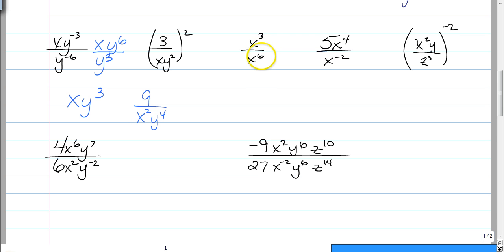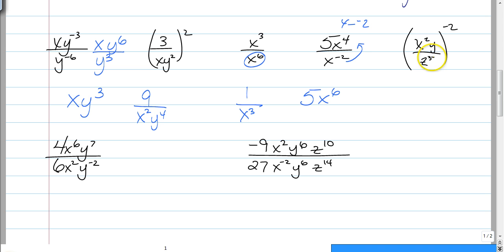This one, you've got more x's downstairs, so 6 minus 3 is 3, so this is 1 over x cubed. You've got a 5 up top, so what? He's just a 5. And then you have x to the 4th up top, and you've got 2 more that want to go up top, so that becomes x to the 6th. And you can always think about it like subtraction. What is 4 minus a negative 2? It's 6.